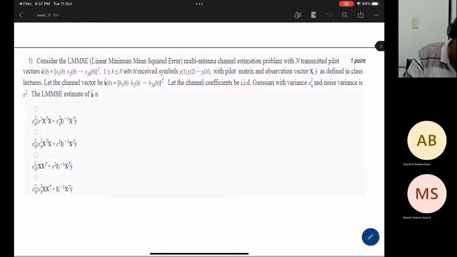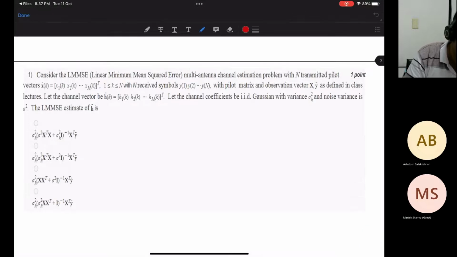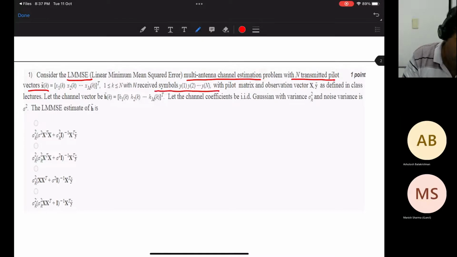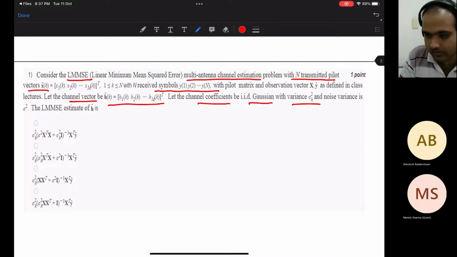So consider the LMMSE, linear minimum mean squared error, multi-antenna channel estimation problem for n transmitted pilot vectors and n received symbols y1 to yn. My channel vector is defined by h, and the channel coefficients have sigma h square variance, IID Gaussian. What is the LMMSE estimate of h?